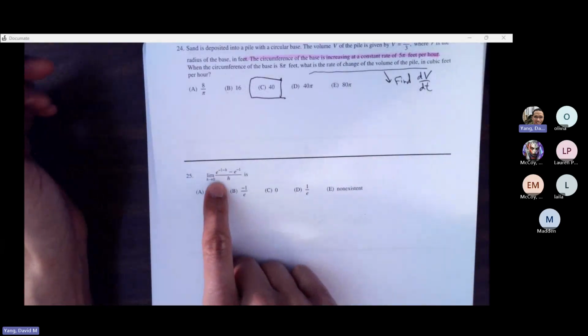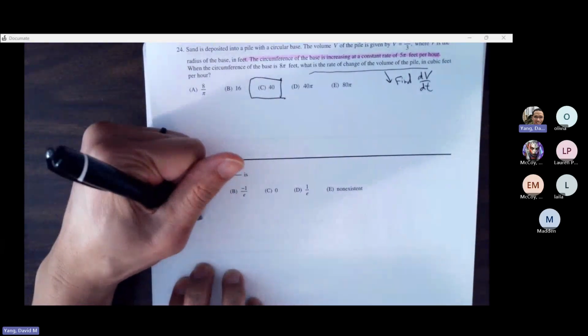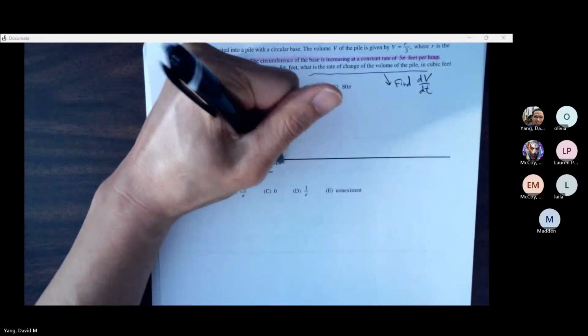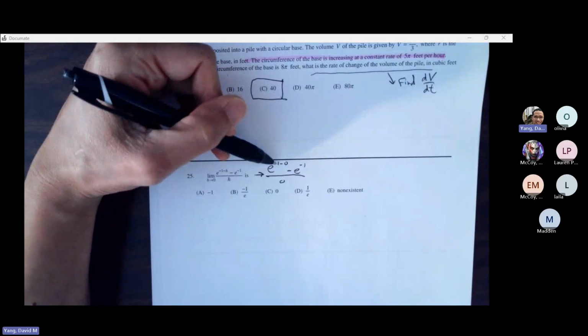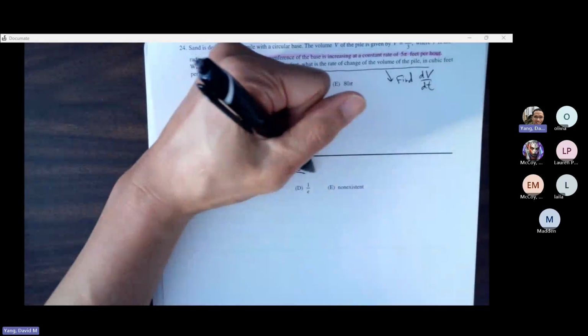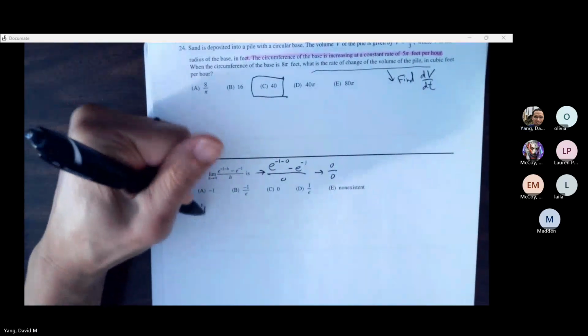All right, 25. We're evaluating the limit as h approaches zero. So first thing is direct substitution: 0 in for h. This becomes e to the negative 1. E to the negative 1 minus e to the negative 1 is just going to be 0. 0 over 0 allows us to apply L'Hopital's rule.